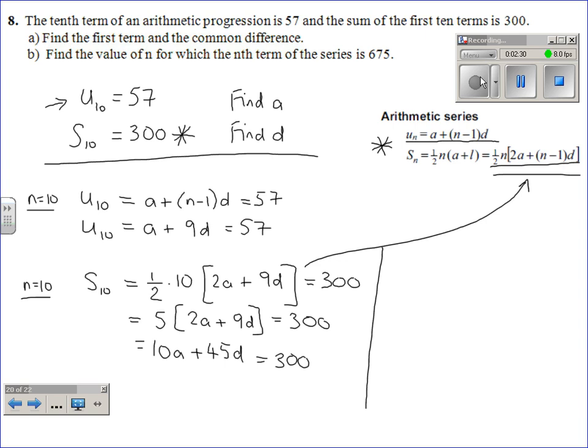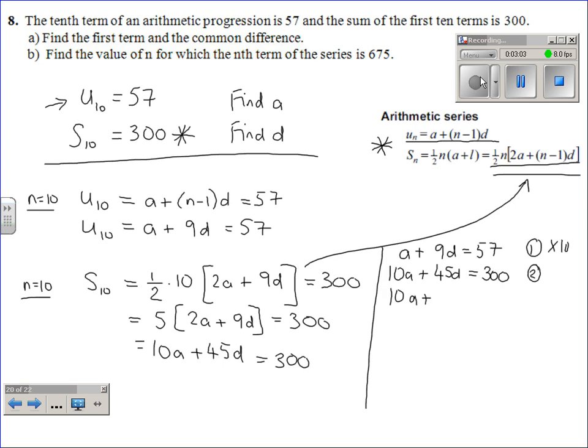So let's have a little go. I'm just going to rewrite these over here. So we've got a plus 9d is equal to 57, and then we've got 10a plus 45d is equal to 300. I'm going to call that equation 1 and that one equation 2. It's up to you what you do. You can either take the first one and times it by 10 to make the coefficient of a both 10, or you can times it by 5 to make the coefficient of d both 45. I'm going to times it by 10, so I'm going to take that one and times it by 10.